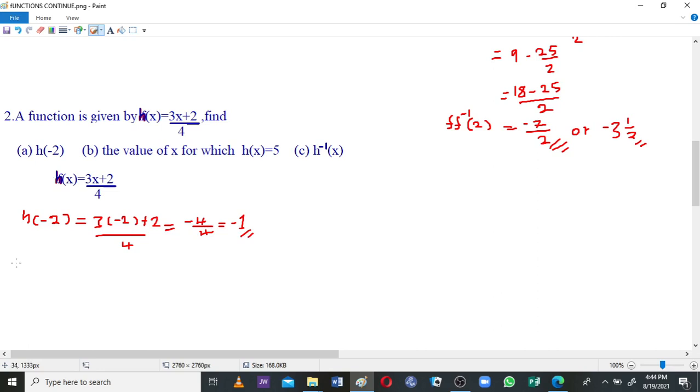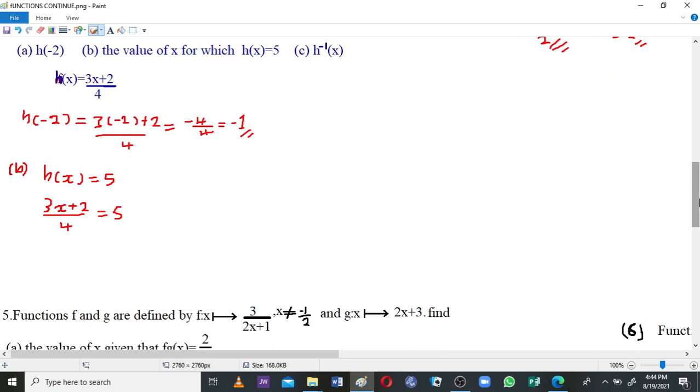Now for b, we want to find the value of x for which h of x is equal to 5. So you just have to substitute our h of x, which is 3x plus 2 over 4, is equal to 5. This is what it means. So we're just substituting.